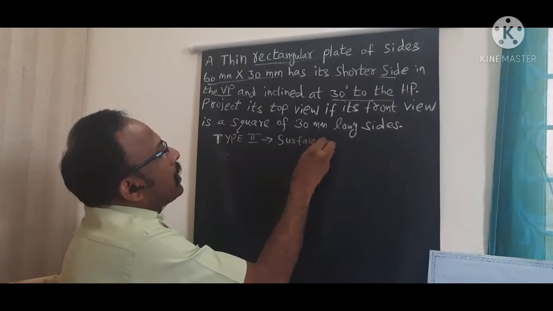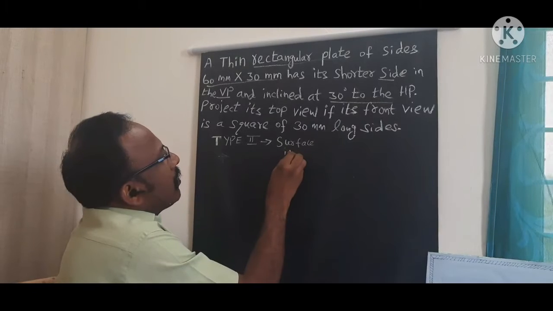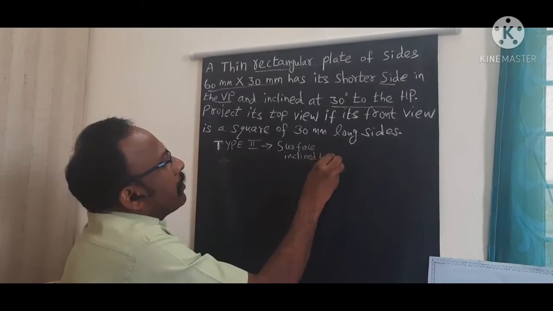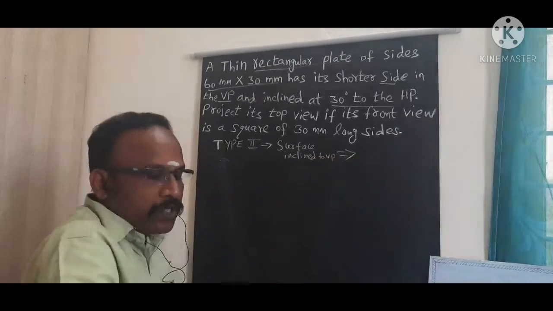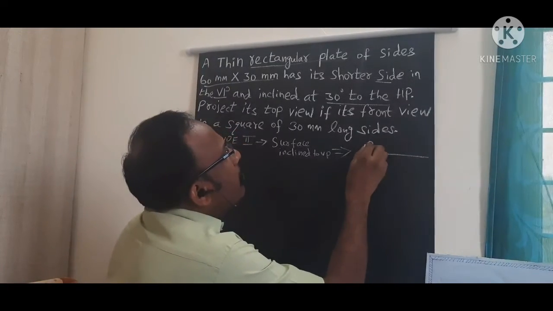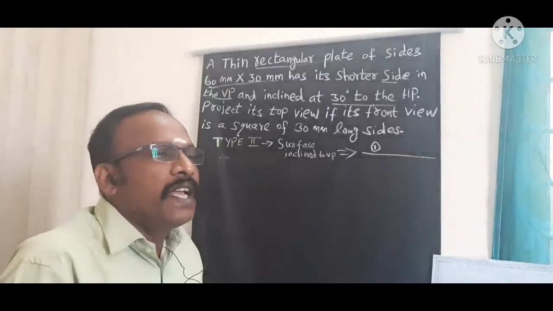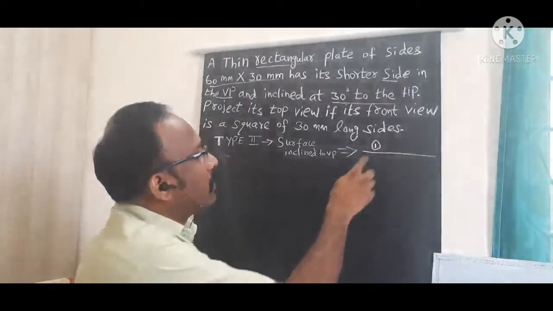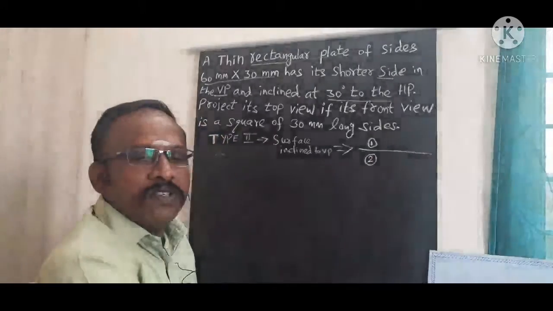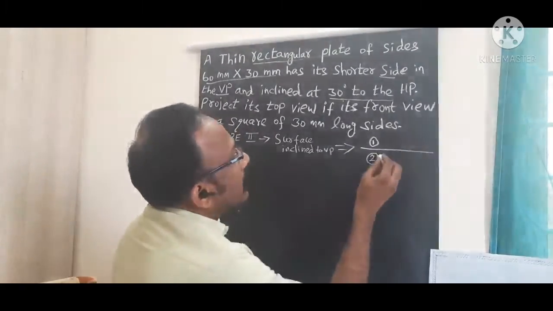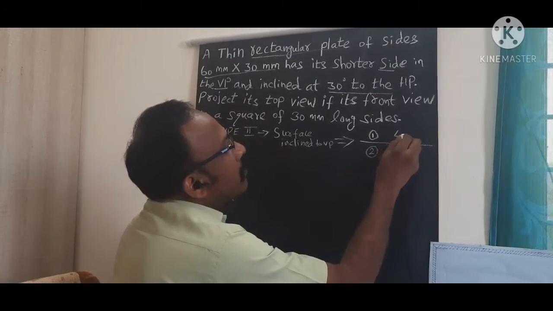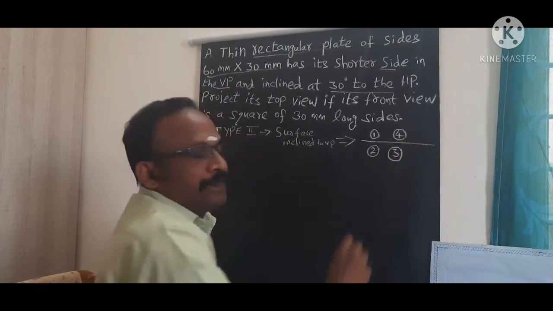For this particular case, what are the steps you must know? Inclined to the VP, for which we are now going to start. First you need to draw the front view here, because the front view only gives the true shape. So this is step number 1, and this is step number 2. First the top view is the second, then the third step is the second top view, then the fourth step is the second front view.